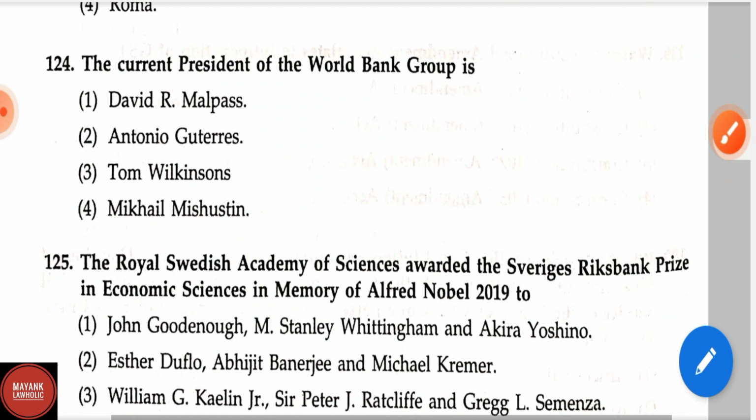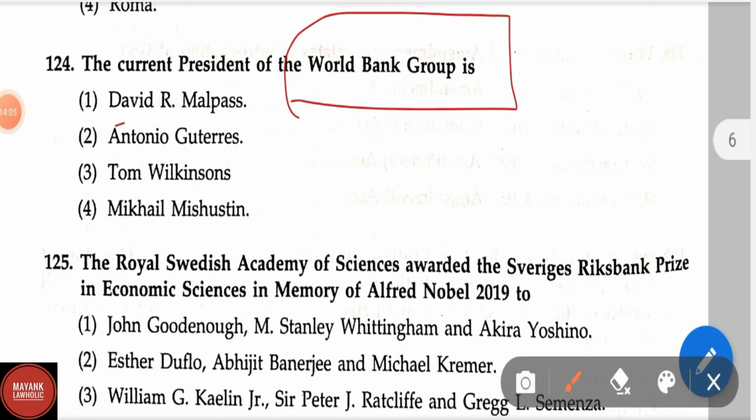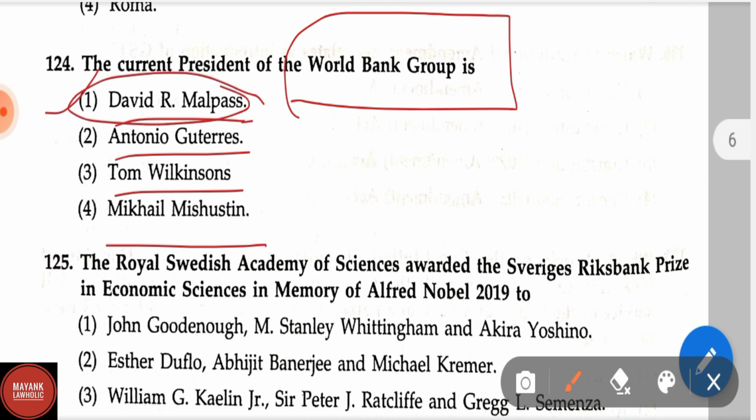Okay, now let's see question number 124. The current president of the World Bank Group is... Options are David R. Malpass, Antonio Guterres, Tom Wilkinson and Mikhail Mishustin. The correct answer is David R. Malpass. This is the correct answer, and he is the president of the World Bank Group.